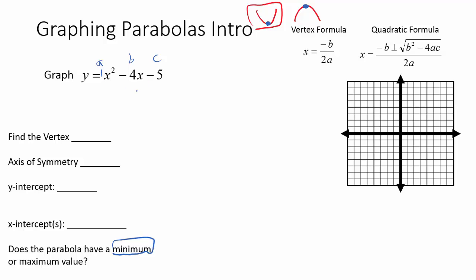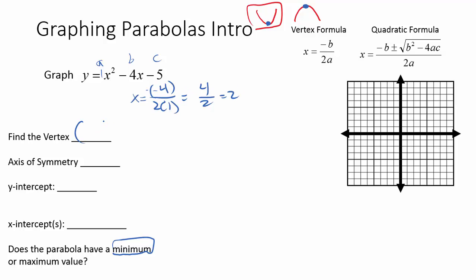So in this case, if we plug this in, we'll have that the x-coordinate of the vertex is equal to the opposite of -4, all over 2 times 1. And the opposite of a negative number is positive. 2 times 1 is also just 2. If we divide that, we get 2.